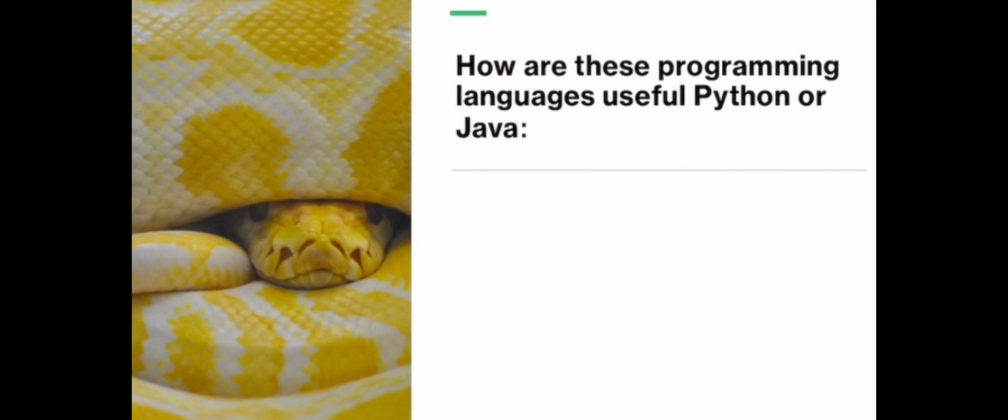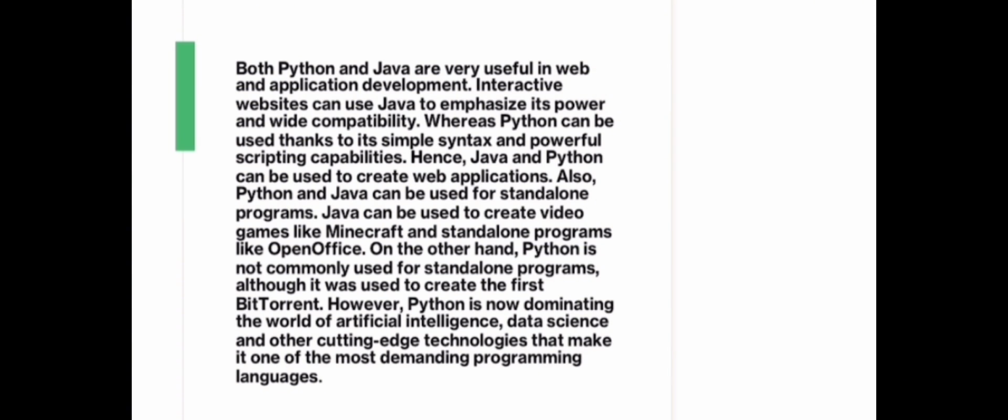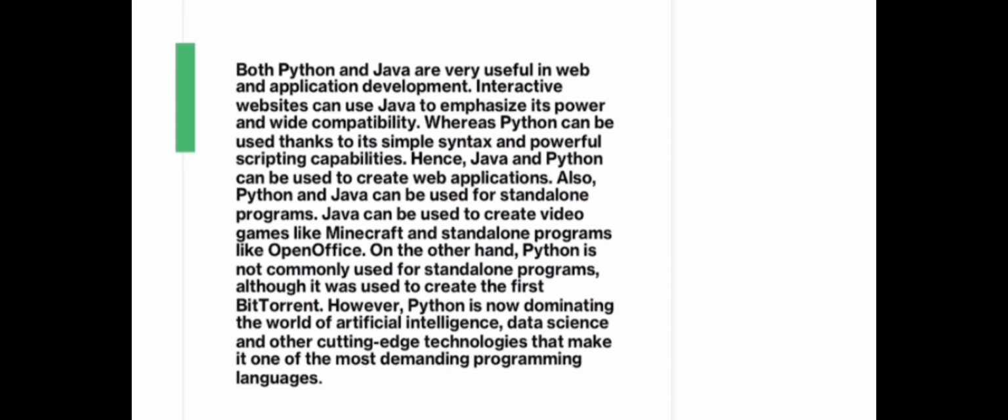Okay, how are these programming languages useful, Python or Java? Both Python and Java are very useful in web and application development. Interactive websites can use Java to emphasize its power and wide compatibility, whereas Python can be used thanks to its simple syntax and powerful scripting capabilities. Hence, Java and Python can both be used to create web applications. Also, Python and Java can be used for standalone programs.